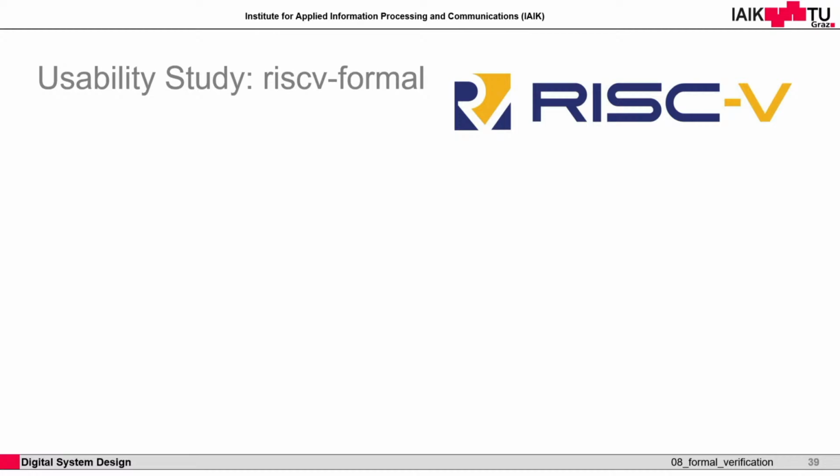Right. So now let's look at something a little bit more serious. Let's look at RISC-V formal. RISC-V formal is basically a framework that allows you to do end-to-end formal verification of a RISC-V processor against a formal specification of RISC-V. So you implement your RISC-V core, you have a formal RISC-V specification, and then RISC-V formal allows you to verify that the behavior of your RISC-V core corresponds to the formal specification of RISC-V.